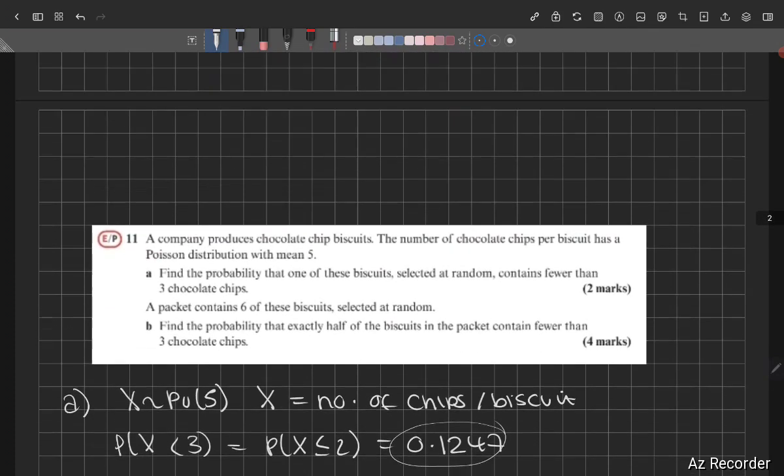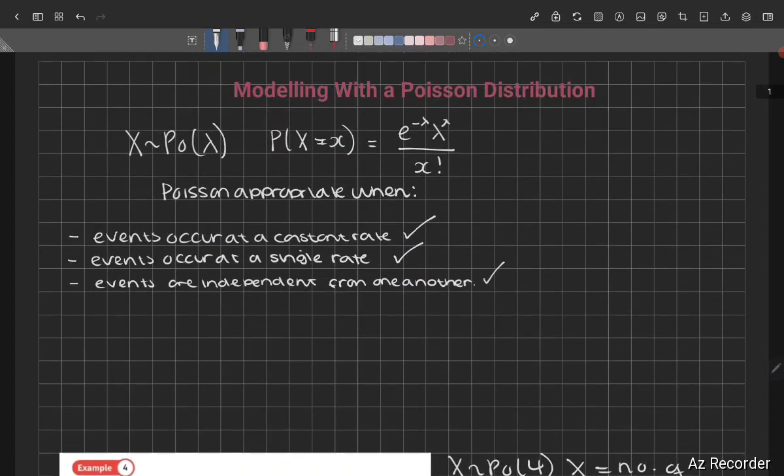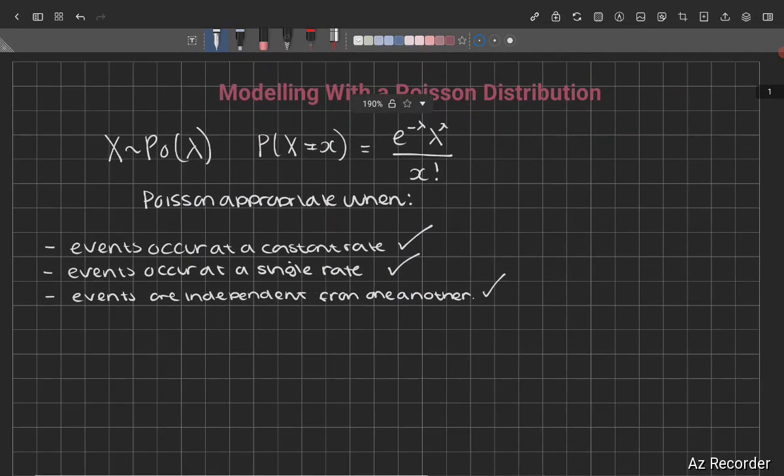So these are a few problems solved from the textbook, modelling with a Poisson distribution. In the next video, we'll probably be looking at the mean and variance of a Poisson distribution.